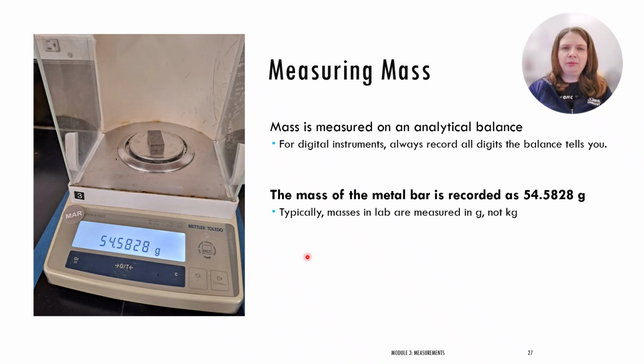In the lab, you will use both digital and analog equipment. The image shown here is an analytical balance, which is a digital instrument used to measure mass. Some analytical balances are more precise than others, but you should always record all the digits displayed on the balance. This particular balance measures mass to 4 decimal places. The mass of the metal bar shown would be recorded as 54.5828 grams.